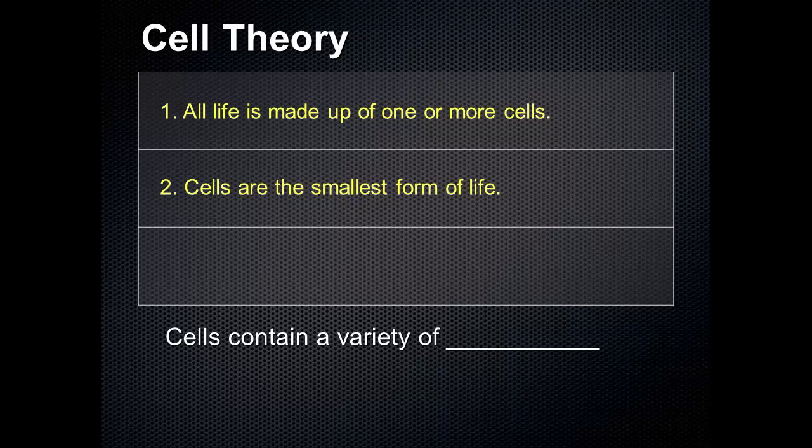And then the last has to do with where these cells come from. Where does a cell come from, Anthony? Yeah. Cells come from other living cells. So they don't just sort of pop into existence. They come from other cells. Cells can divide. Cells can reproduce.